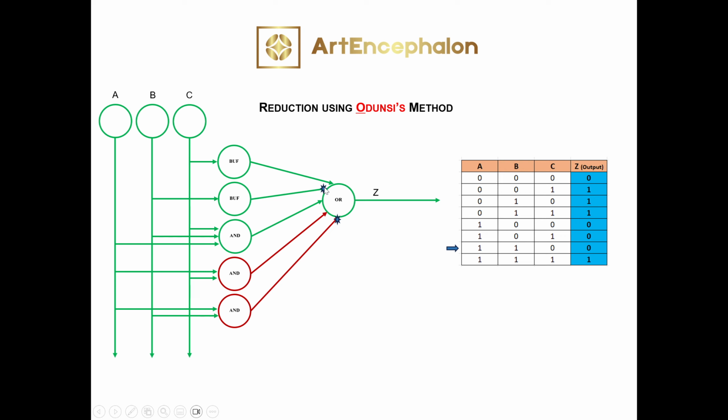One says fire, one says don't fire. So they cancel out. Consequently, the Z neuron will not fire. And so if you look at our truth table, you see it's satisfied. When A is 1, B is 1, and C is 0, Z output is 0.